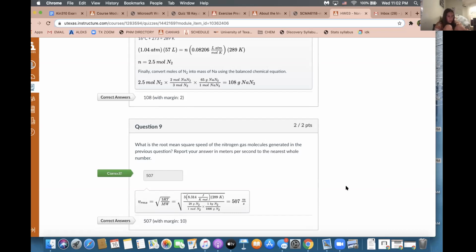Report your answer in meters per second. For VRMS, just use your R like this. This is the R for VRMS, yeah. Which one? 8.314? Yeah, this one right here. So yeah, R is 8.314. But the hardest part here is knowing what unit of molecular weight to use.